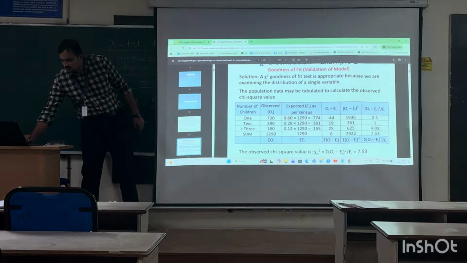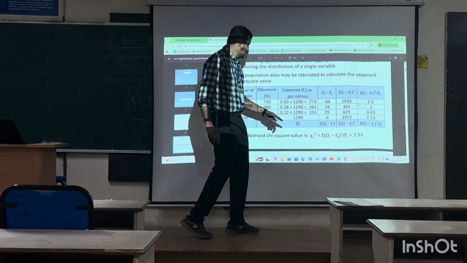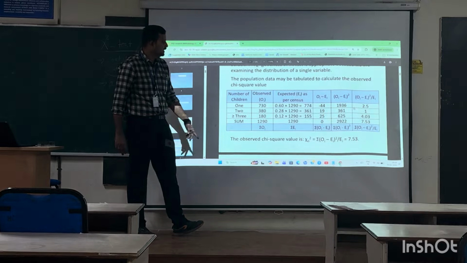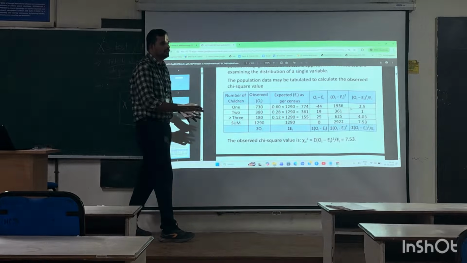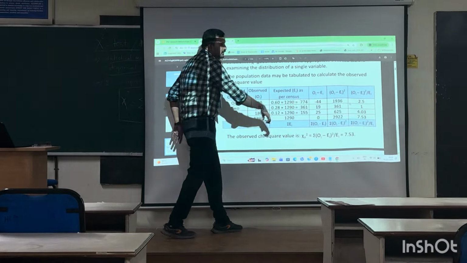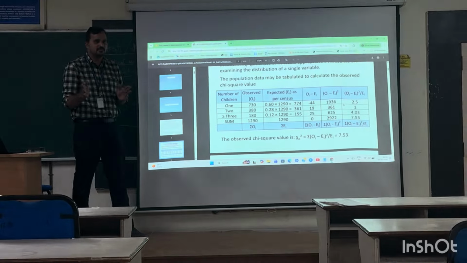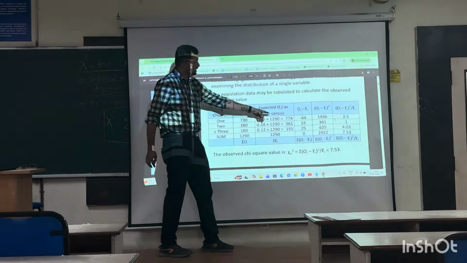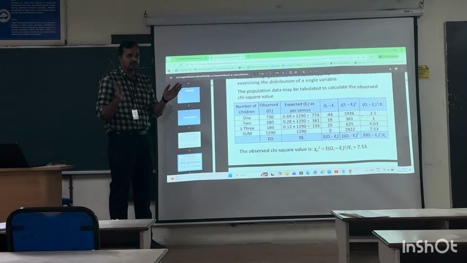As per the census, they give 774. As per the census, instead of 380, it is 361. Here it is 180 instead of 155. So you subtract observed minus expected value. You get some difference, maybe plus or minus. Your observed data is 730 and the census data is 774. So what you found is some deviation.